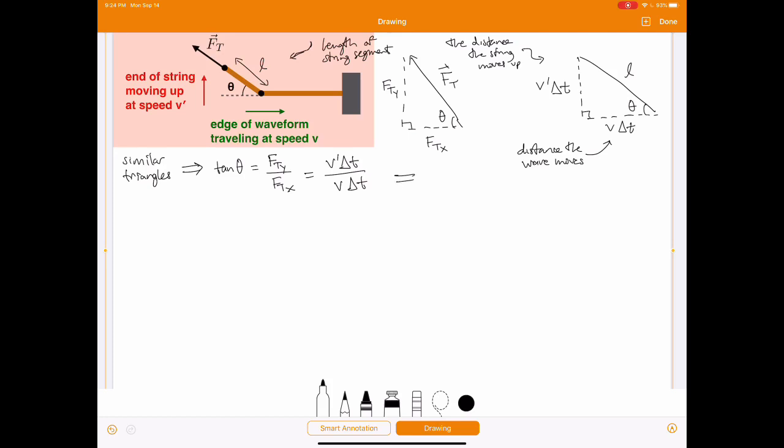So I can use this then to solve for Fty. What's Fty? That's equal to Ftx, cancel out delta t's, times v prime over v. Okay, now what's Ftx? That's going to be the magnitude of the tension force times cosine of the angle. That's how we think of this side Ftx. So that'll multiply v prime over v, just like before. But what we're assuming here is that the angles are small.